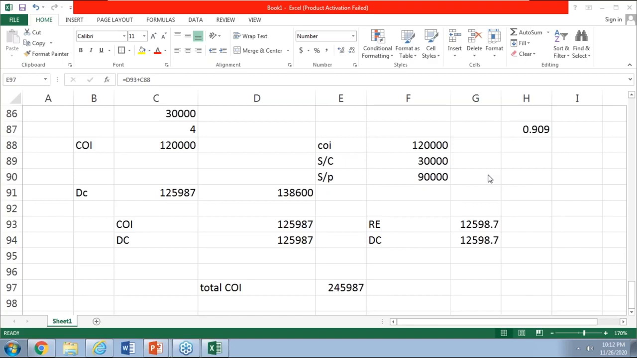Do you people want to ask anything right now? Entry for 245,987? No, actually 245,987 is the combined amount of the cost of investment. So we have to record it separately. The share consideration is recorded separately and the deferred consideration is recorded separately.